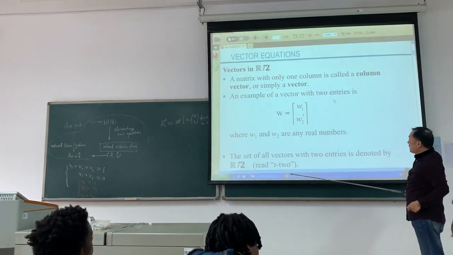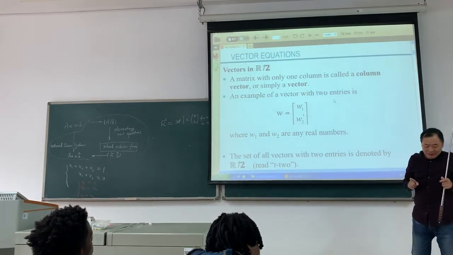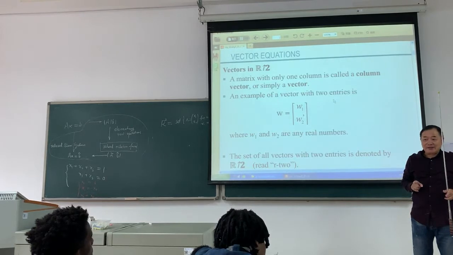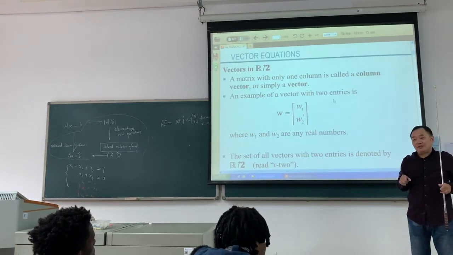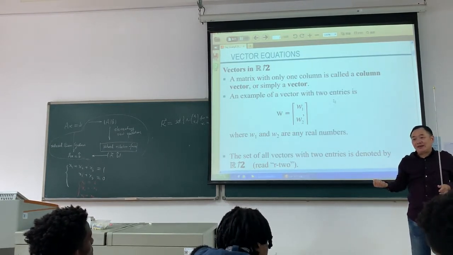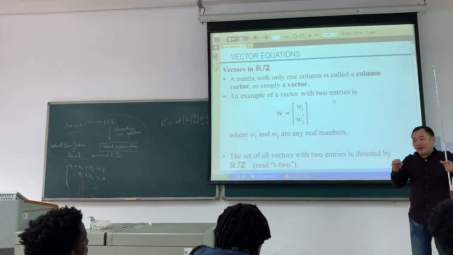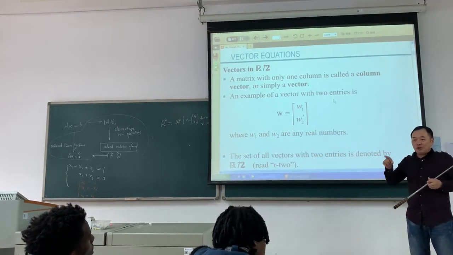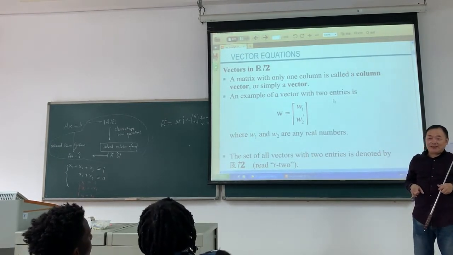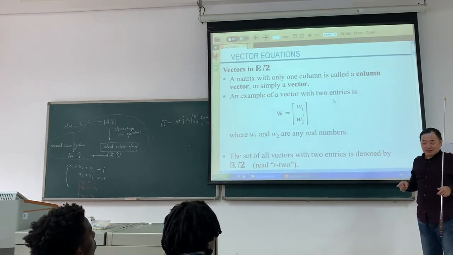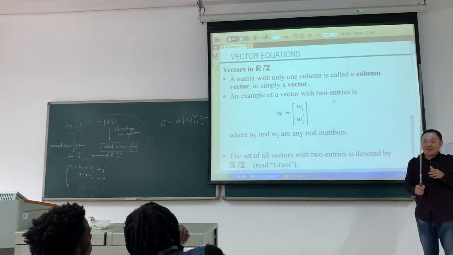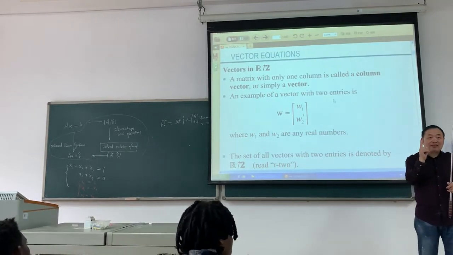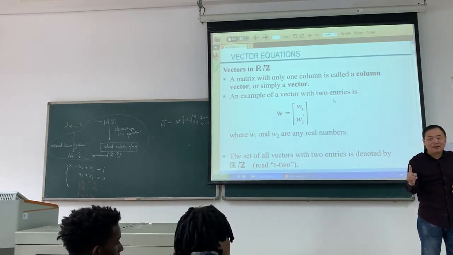You don't use a vector. What is a vector? We have to know the definition of a matrix. The definition of a matrix we have known: we use m times n entries, then arrange these entries into m rows and n columns, and this arrangement is called a matrix. A vector is a special matrix, a special matrix with one column. Understand?